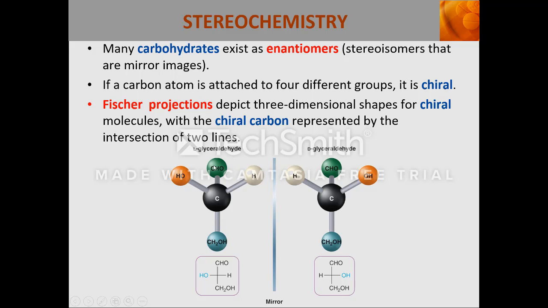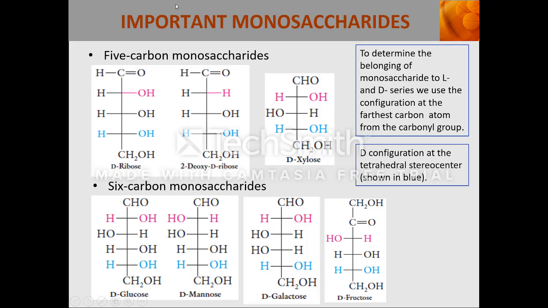Glyceraldehyde has one chiral atom and therefore has two enantiomers, D and L mirror image isomers. All of the given monosaccharides have the same configuration of the tetrahedral stereocenter, shown in blue, furthest from the carbonyl carbon. That configuration is the D configuration. The OH group is on the right side of the Fischer projection, and all of the monosaccharides are called D saccharides to indicate these common structural features.